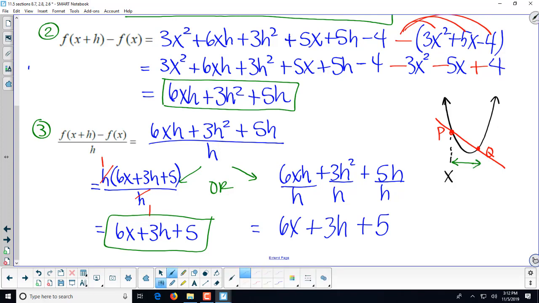The idea is that you can get this expression that would work for any 2 points, any x value for the beginning of your interval. And then in calculus, you do something with that expression with h. You let h go to 0. Cool? Questions?